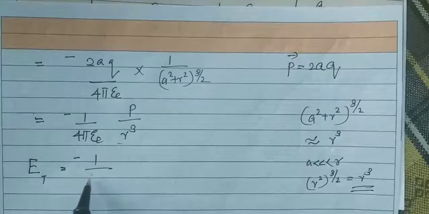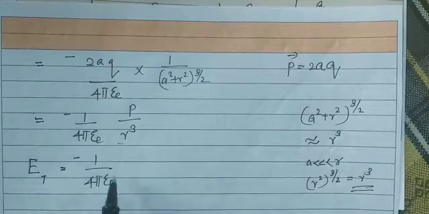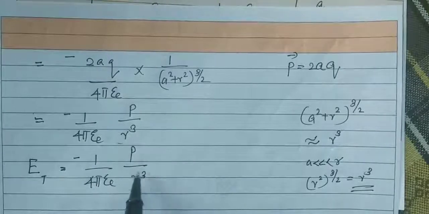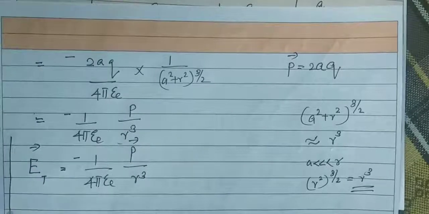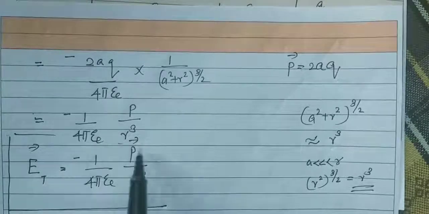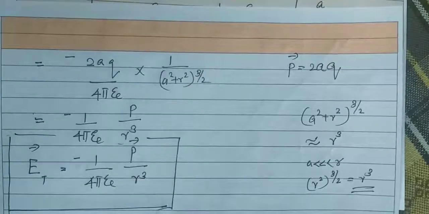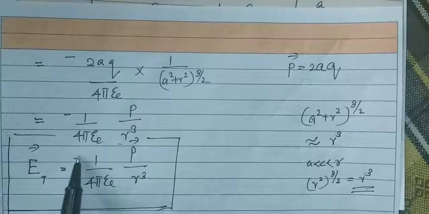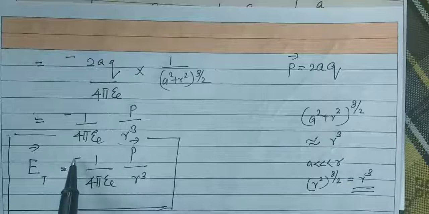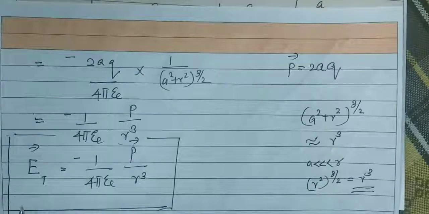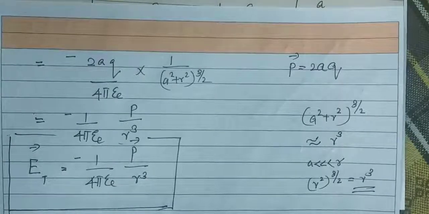So E total is equal to minus 1 by 4 pi epsilon 0 p divided by r cube. In vector form, that minus is necessary. If you are taking only the magnitude, it is not necessary. Now this will be the total electric field due to an electric dipole perpendicular to the dipole axis. Normally this question comes as part of a 5-mark question, or directly as a 3-mark question in the board examination.